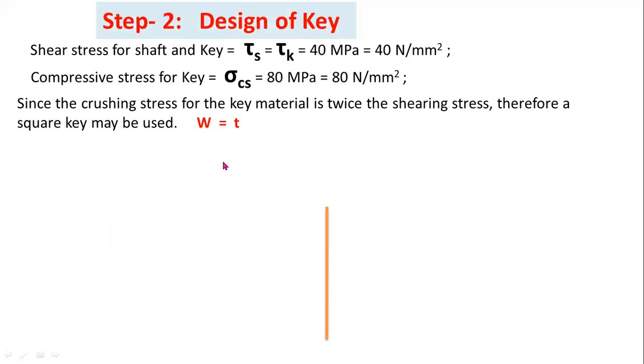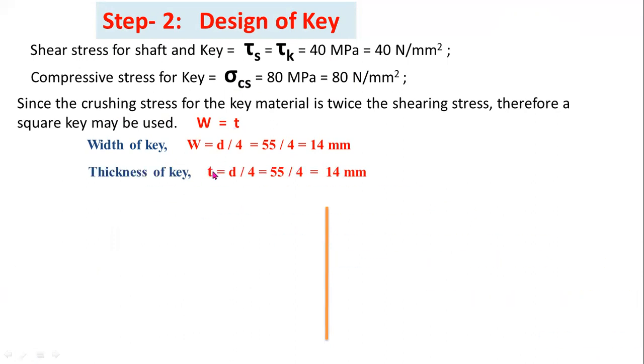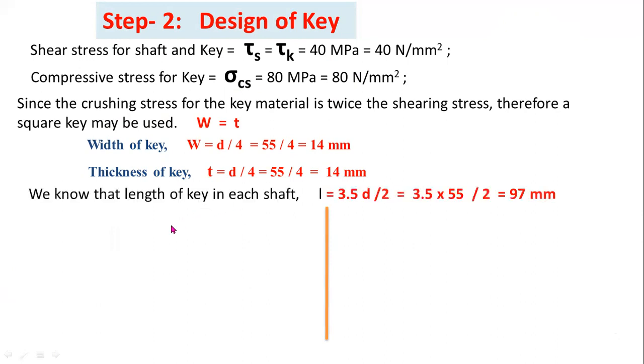That means width of the key equals thickness of the key. Already we know that width of the key equals d by 4. For a square key, width equals thickness, so thickness of the key also equals d by 4. Now the length of key in each shaft equals half of the length of the sleeve. 3.5 into d is the length of the sleeve, so you have to consider half of the length of the sleeve. L equals 3.5 d by 2, equals 97 mm, is the length of the key. These are the dimensions of the sunk key.